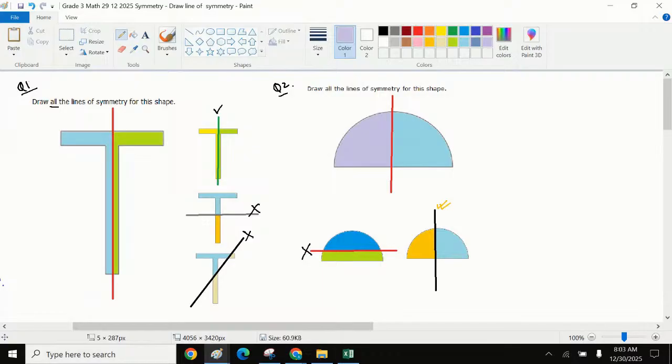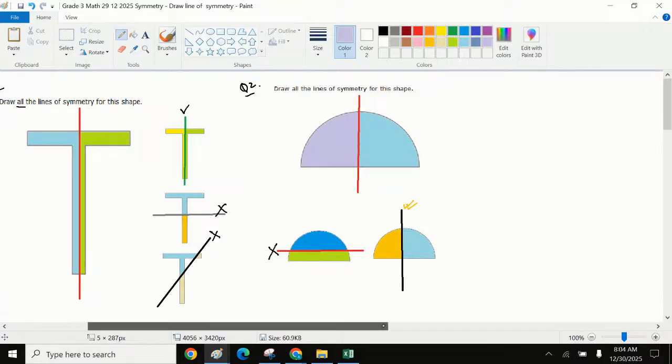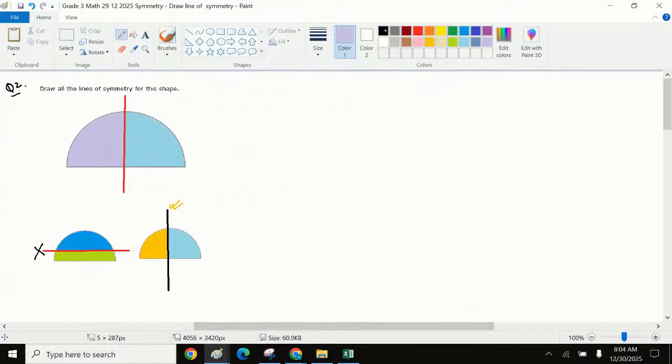If we have an alphabet I, the alphabet I can have two lines of symmetry, right? Let's do an I over here. Let's try with two lines of symmetry. If I would say draw all the lines of symmetry, I'll just copy the question and I'll make the question for you, okay? I'm just making a question, okay? Just give me a minute, please.